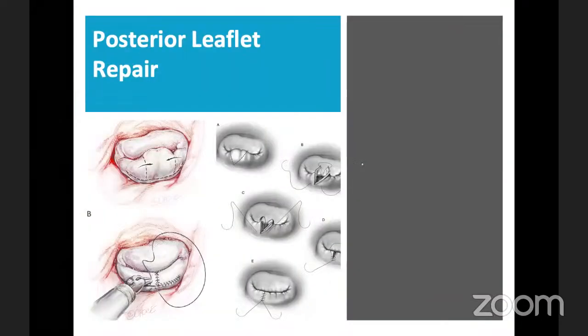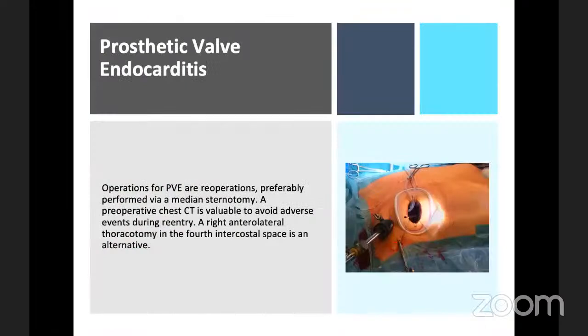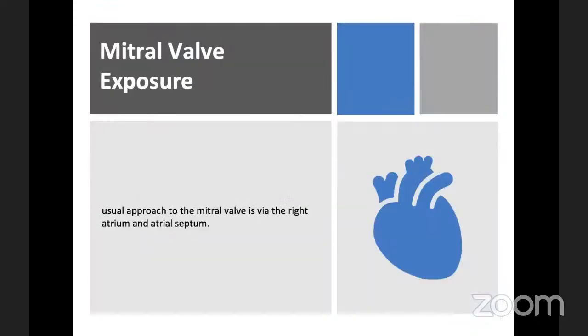We will go to prosthetic valve endocarditis. The approach for prosthetic valve endocarditis, it's better to go via median sternotomy and to do a preoperative CT if it's available. Another alternative technique is a right anterolateral thoracotomy. Mitral valve exposure is usually approached via the right atrium or atrial septum.